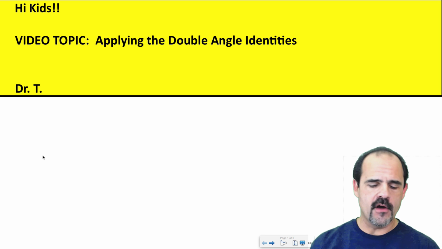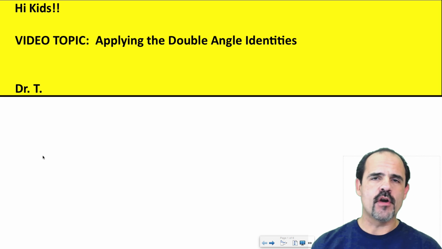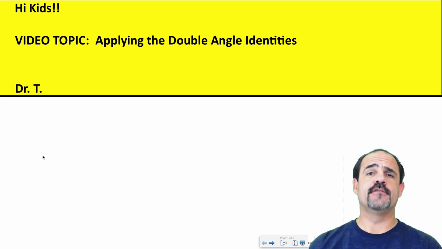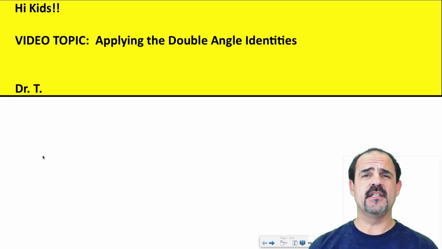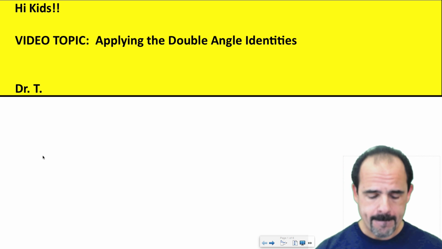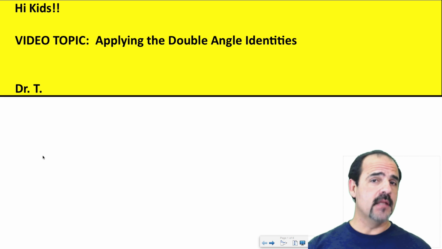I know these things can be rough, but it's good for your brain. Like exercise for your brain. That's what it is. Why do I learn all this stuff? Because it makes you smarter. Okay, we're going to talk today about the double angle identities.